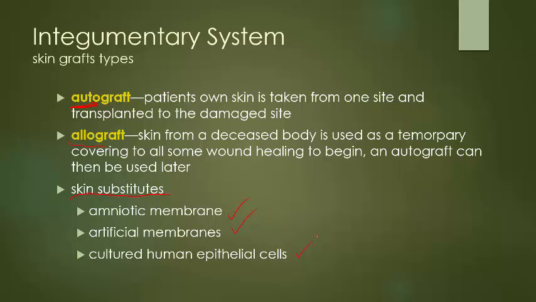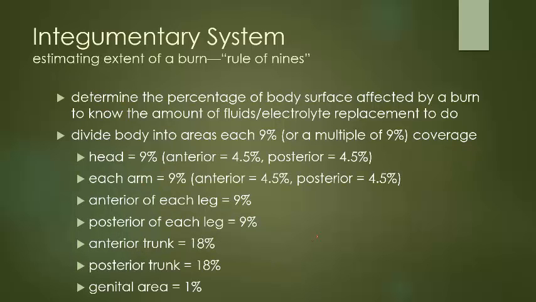Okay, so the last of the important things that I wanted to cover in this chapter is looking at how you estimate the extent of a burn. And it's important to be able to do this because you want to know how much fluid or how much electrolyte material to replace that's being lost through evaporation directly from the burned area. And so the easiest way to come up with a fairly accurate estimate of the extent of the burn is called the rule of nines.